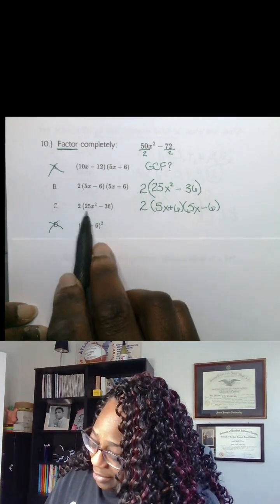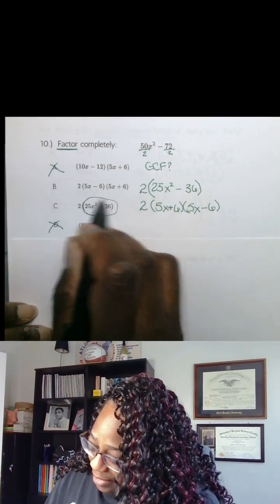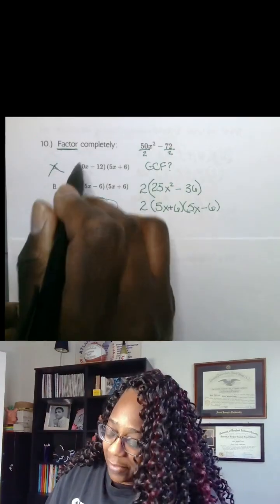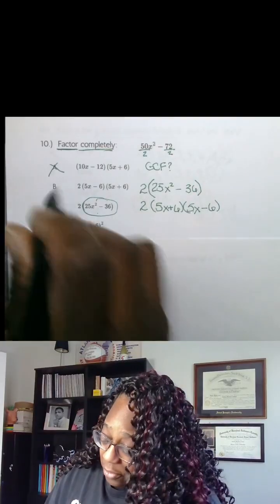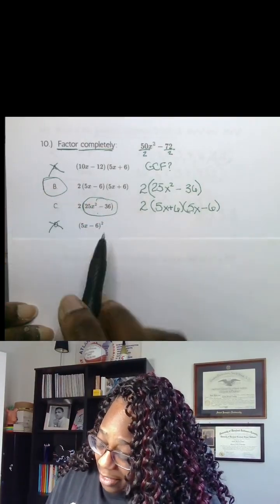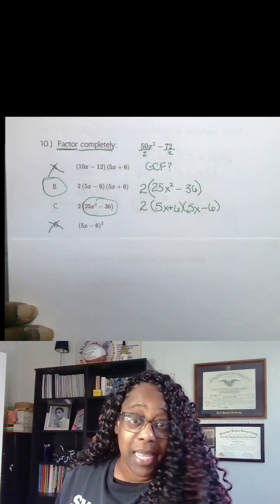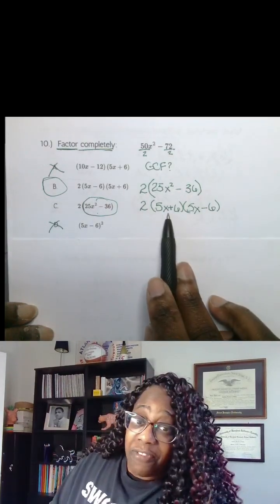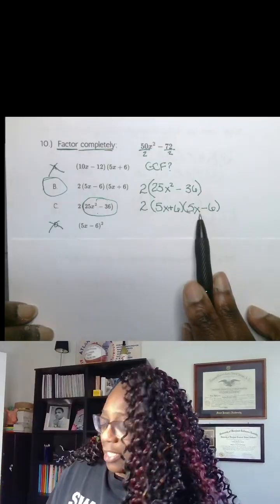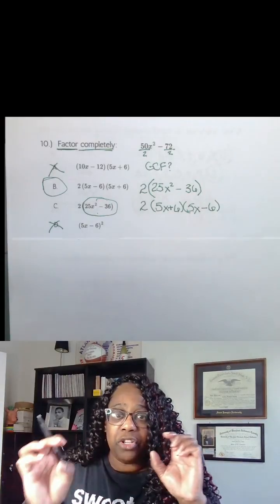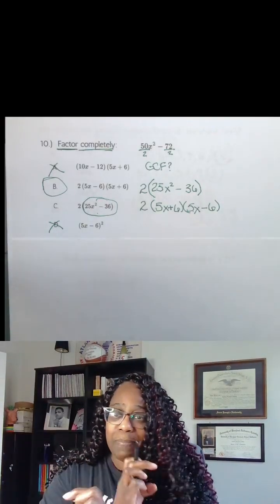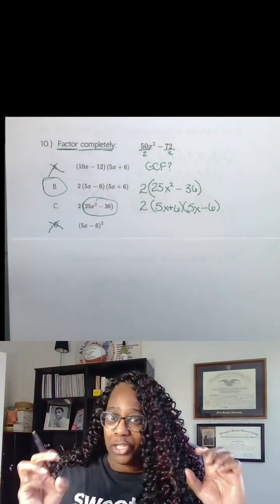So once I solve this, I know it says factor completely, so this is going to be broken down even further. So boom, your answer is going to be B. Now, I know I have 5x plus 6, and this one is 5x minus 6. The parentheses are interchangeable. Okay, so you're basically getting the same results.